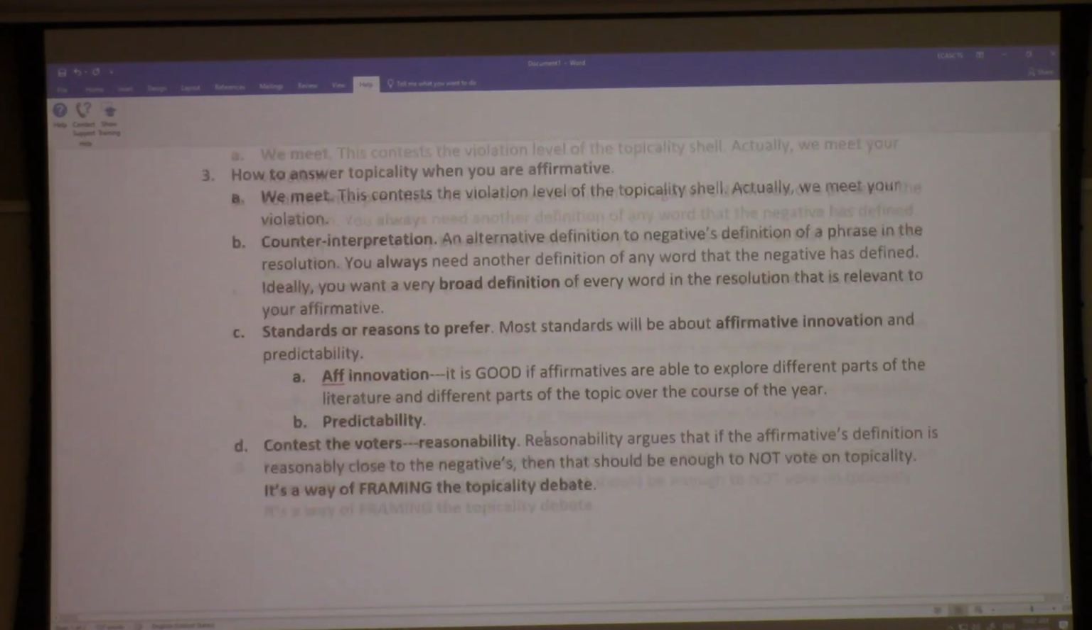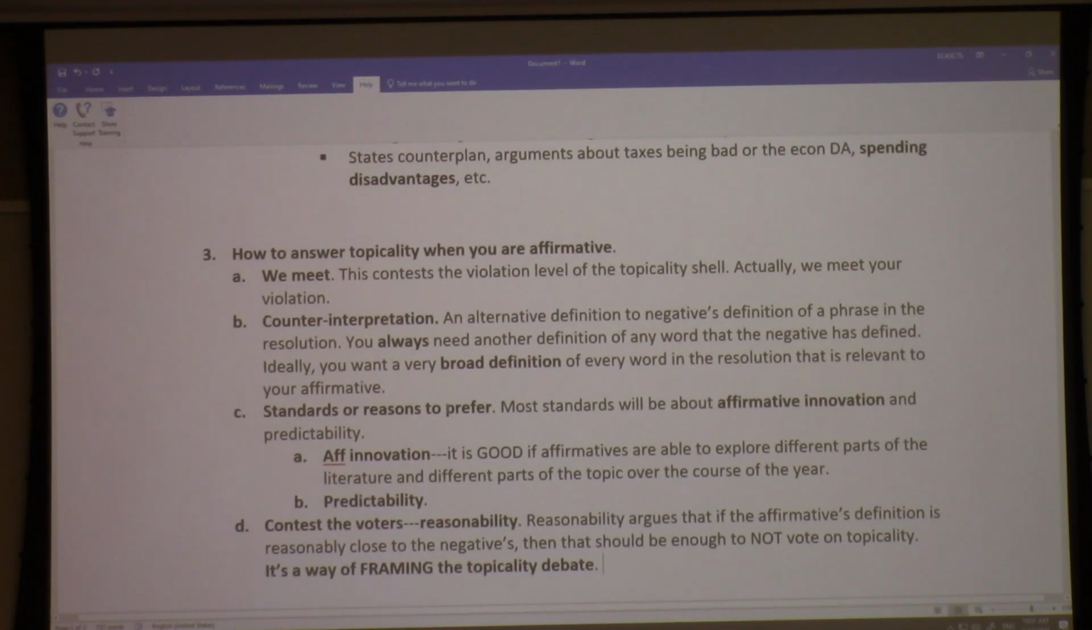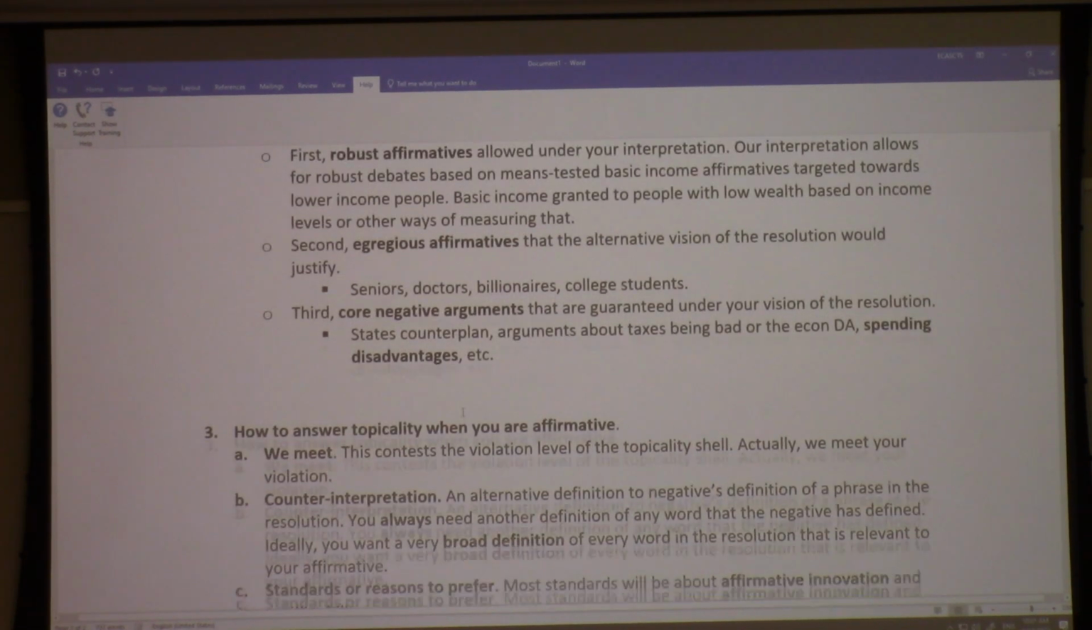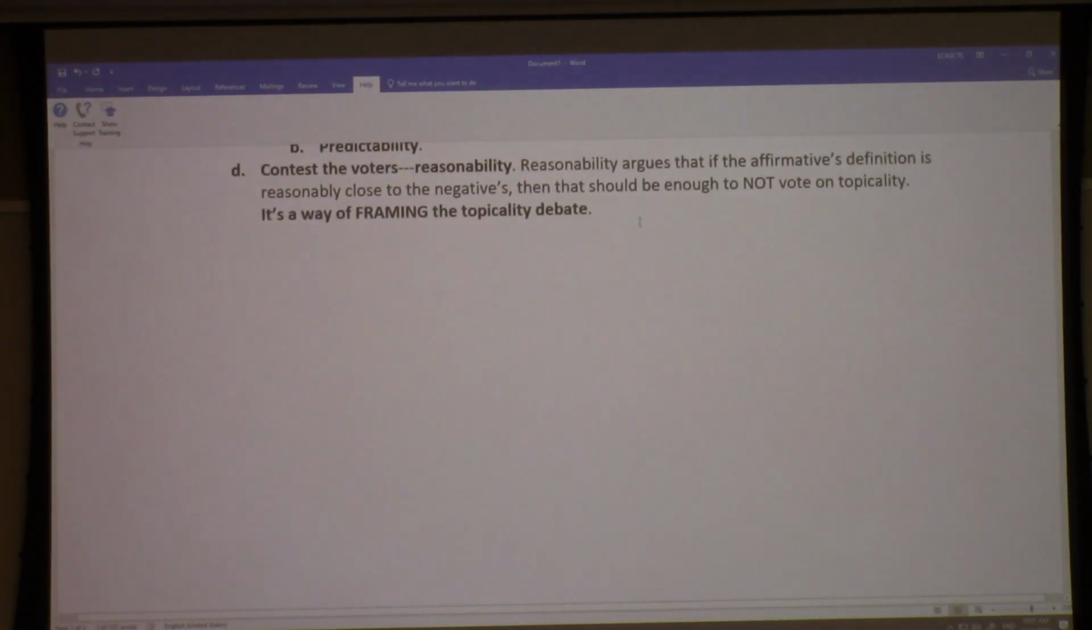So you still need to prove that your interpretation of the resolution is reasonable. You need to prove that it follows the core mandate of fiscal redistribution. You need to prove that there is sufficient ground for both sides, that it's not just a totally unlimited version of the topic. But it sort of counters this 1% risk way of thinking about competing interpretations, which argues that just any direction of negative offense is enough to vote negative. Instead, reasonability argues that if the definitions are reasonably close to one another, then that should not be enough for the affirmative to lose the debate.